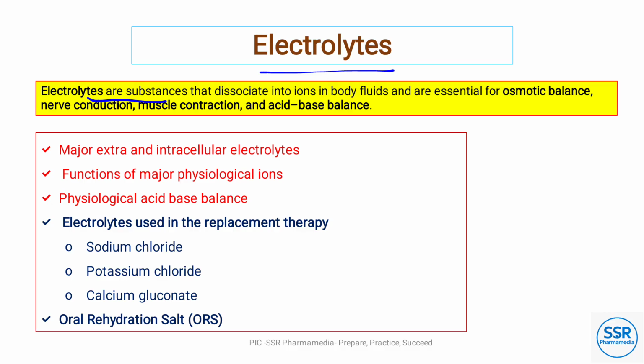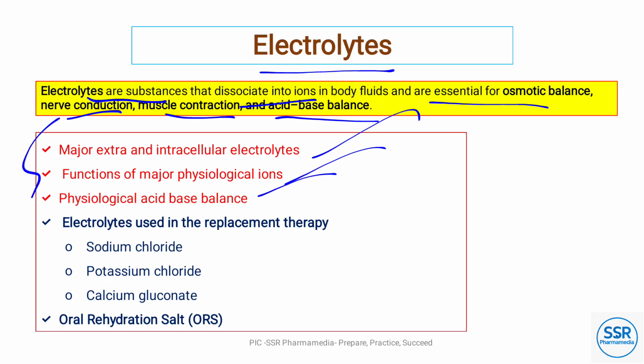Electrolytes are substances that dissociate into ions in body fluids and are essential for osmotic balance, nerve conduction, muscle contractions and acid base balance. In this topic we are going to cover the major extracellular and intracellular electrolytes, functions of major physiological ions, and physiological acid base balance. These three topics we are going to cover.